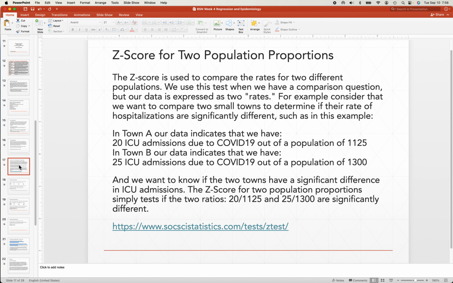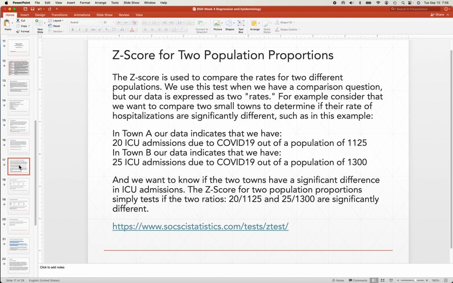We're comparing two different small towns to determine if the rate of hospitalizations is significantly different. So in town A, maybe our data indicates that we have 20 ICU admissions due to COVID 19 out of a population of 1,125. And in town B, our data indicates we have 25 ICU admissions due to COVID 19 out of a population of 1,300. And we want to quickly compare these two to see if they're significantly different.